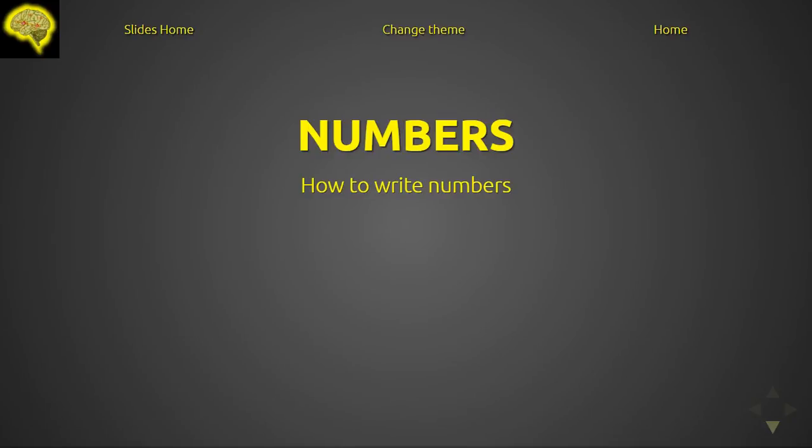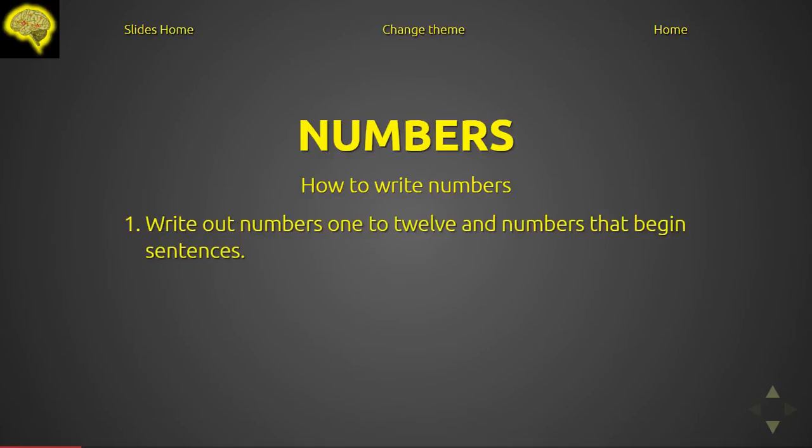My name is Michael Lingen, and today we're going to look at how to write numbers in writing. So let's say you're writing a college essay and you have to write numbers. What are the rules? So here they are. You write out numbers 1 to 12 and numbers that begin sentences. So as you can see there, I wrote out 1 as O-N-E and 12 as T-W-E-L-V-E.